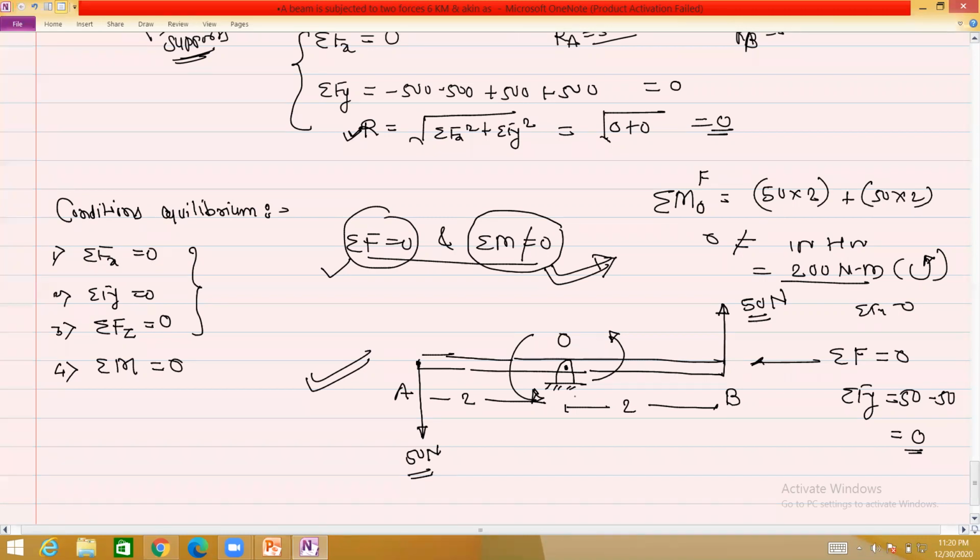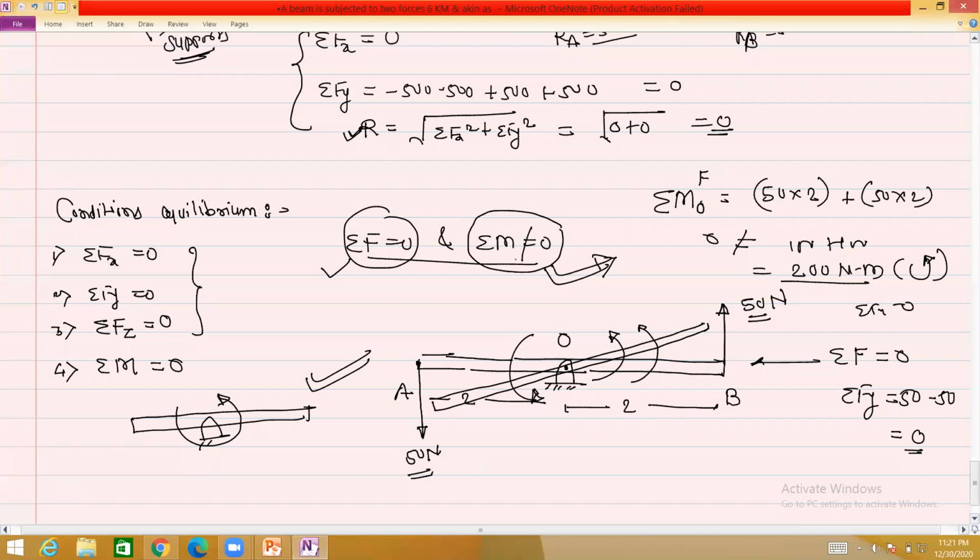So we can see here, if the summation of moment is not equal to 0, these two forces will try to rotate the complete rod AB about the point O. So after some time, this will be the orientation of the rod. It will change the angle with respect to the original position, and it will rotate simply about the point O. So that is the effect of summation of moment not equal to 0.